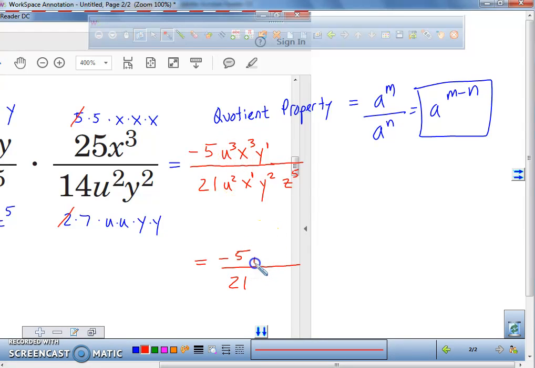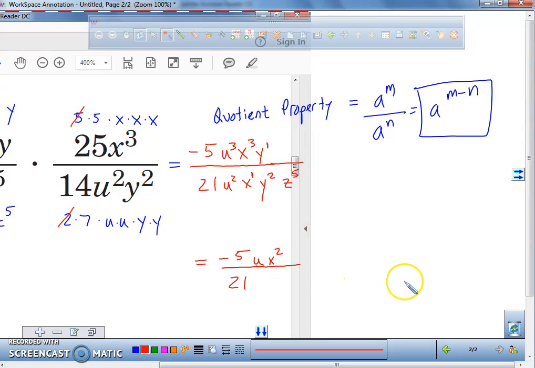That's right. 1 right there. But since we're cool, we're not going to put the 1 there because we know it's automatically assumed that's u to the first. All right, got a 3 here and a 1 here. What are we going to do with those? That's right.